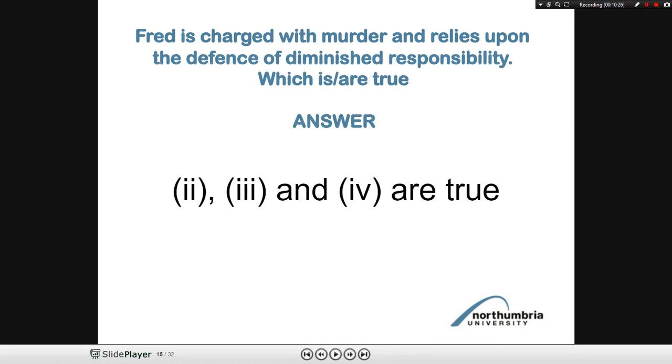Fred is charged with murder and relies upon the defense of diminished responsibility. The answer is: 2, 3 and 4 are true.